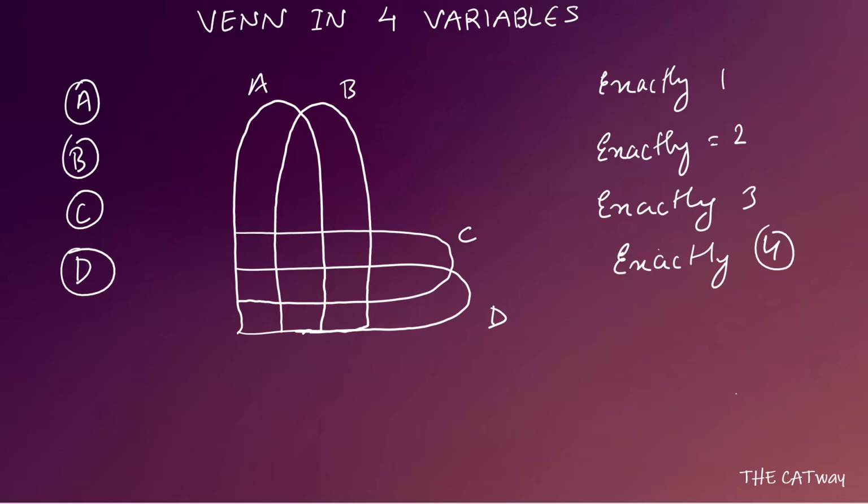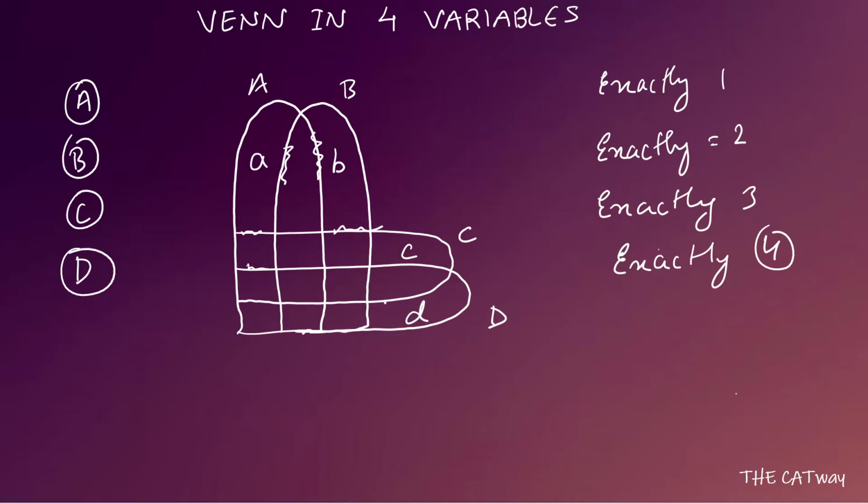The four possible cases are representing only A, only B, and so on. See, the boundary of A ended here, the boundary of C ended here, so this is only B. The boundary of B ended here, the boundary of C ended here, the boundary of D ended here, so this is only A. Similarly, this is only C and this is only D. You can remember this through practice.